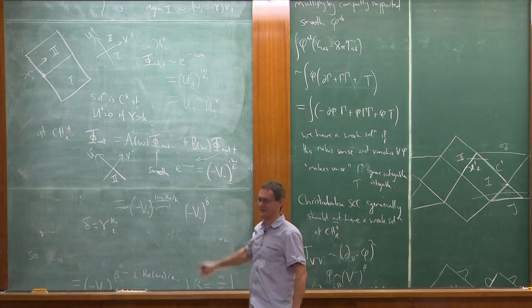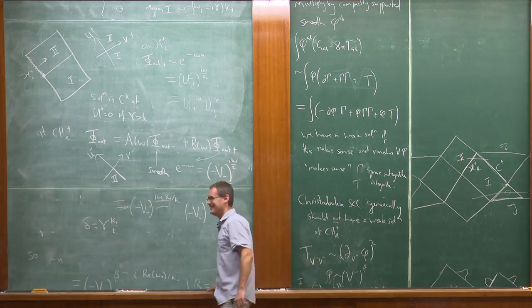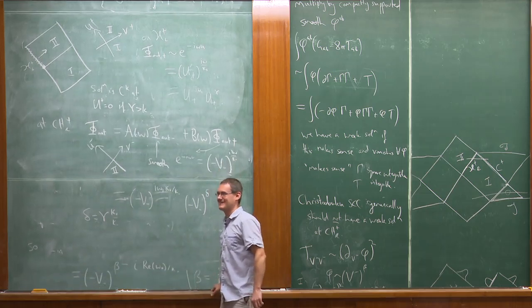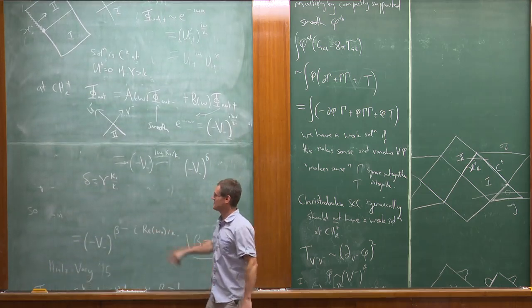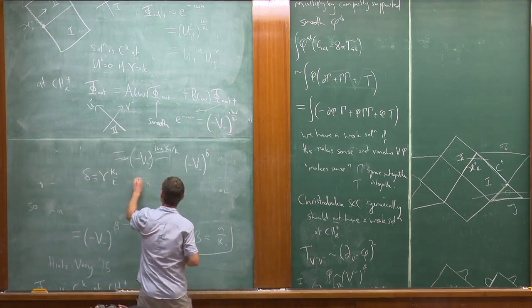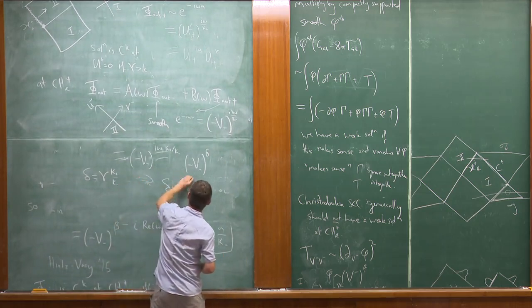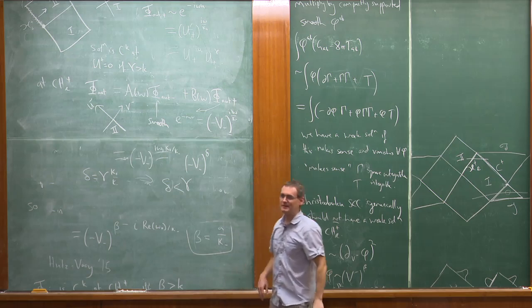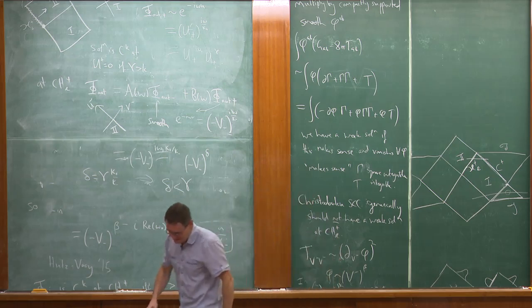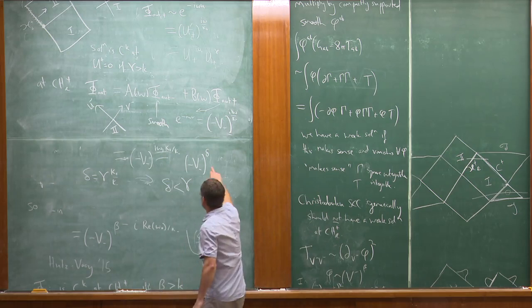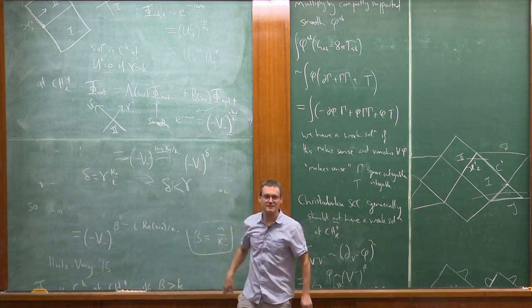Well, let me write down the final line. The point is that kappa minus is greater than kappa plus, so delta is less than gamma. Okay, so the solution is less smooth at the Cauchy horizon than in the initial data.